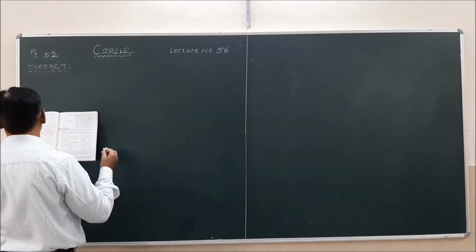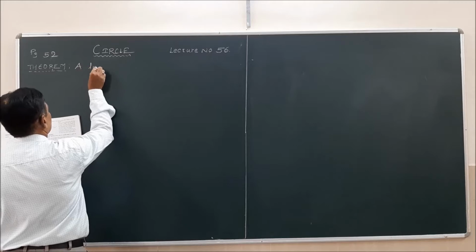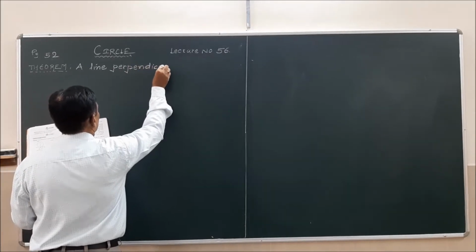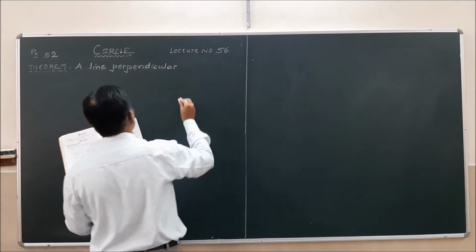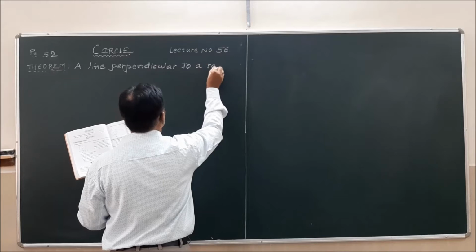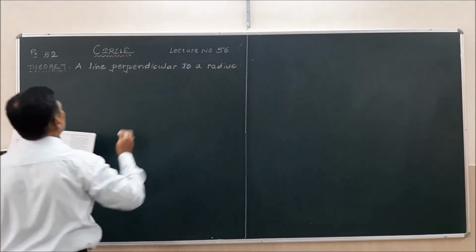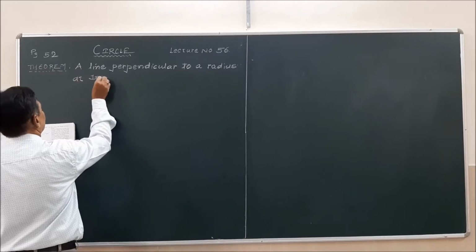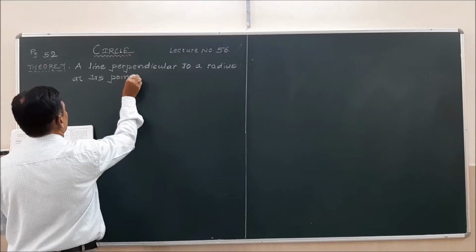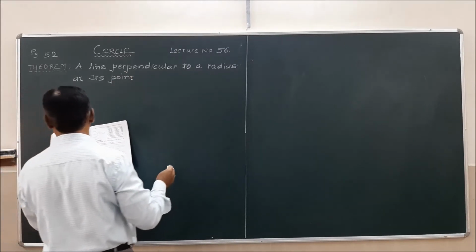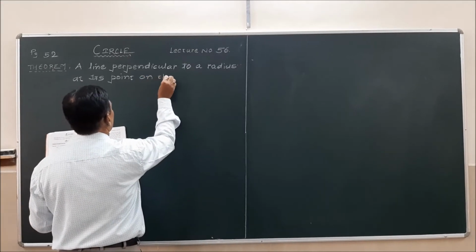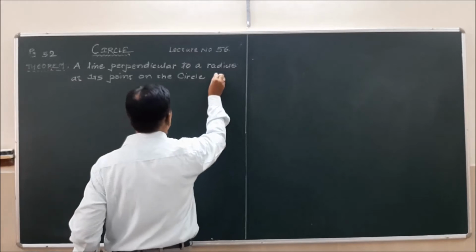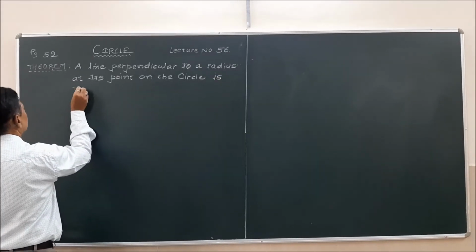Statement of the theorem: a line perpendicular to a radius at its point on the circle is tangent to the circle.